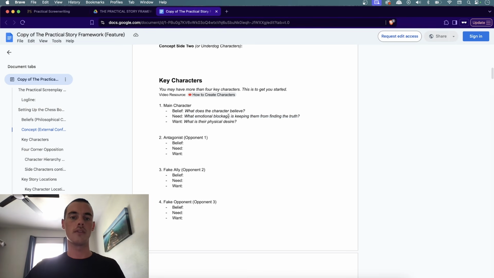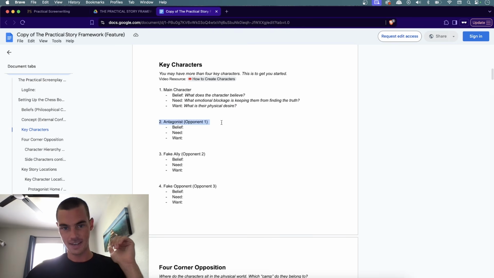And so they usually have some sort of emotional blockage that is holding them back from seeing a new worldview. And then ultimately, what is their want? What do they actually desire in the physical world? What are they going after? Is that going to a physical location? Is that money? Is that they want to find or get a specific character? What do they actually want in the real world?